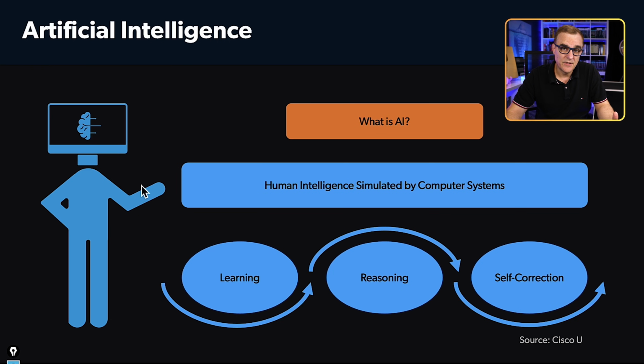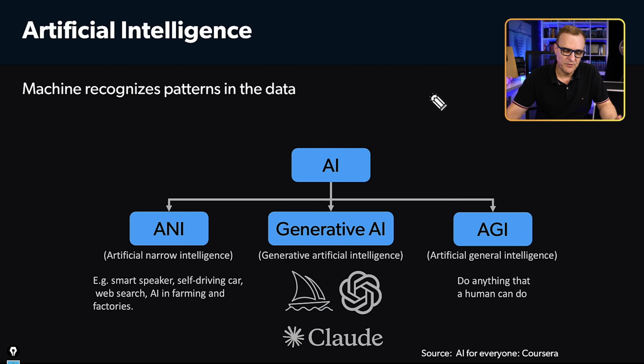Now, in a lot of AI discussions, you'll see they mention something called an artificial neural network, based on the concept of a neural network in the brain. So with AI, we are looking at human intelligence simulated by computer systems, where there's learning, reasoning, and self-correction. I just need to make an important point about the differences in AI, and then I'll come back to this about Cisco-specific AI implementations. There are different types of AI.